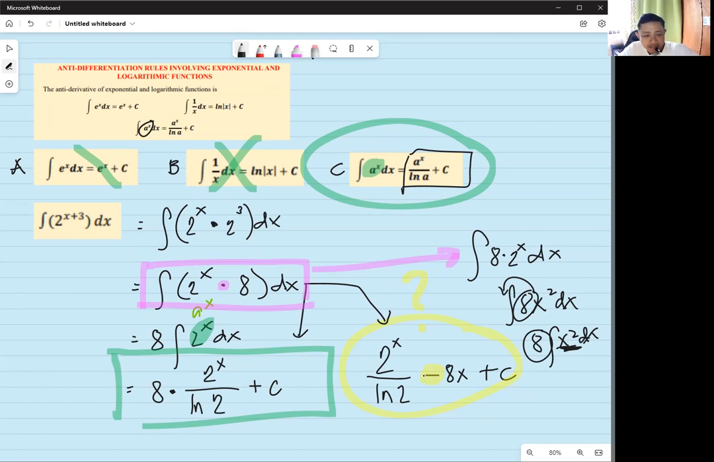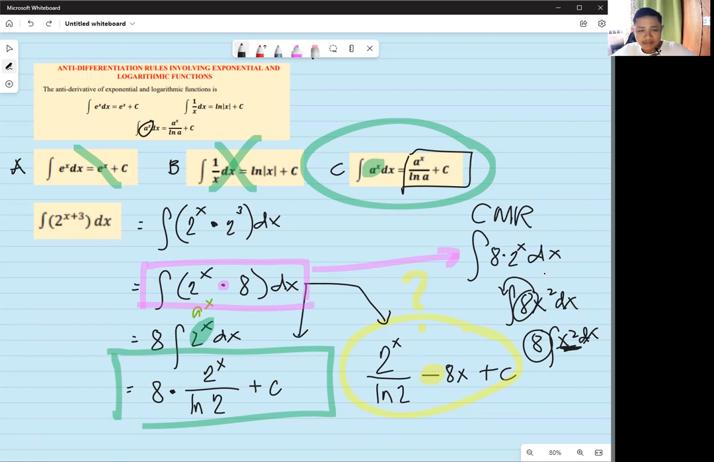Got it? This could have been correct if the sign here were minus. It could be the final answer. But the problem is, it's not minus. It's multiplication. So it becomes the constant multiple rule. That's the reason why this 8 just went outside. Okay? Show me a reaction if that was clear to you. Let me see if you understood that process.